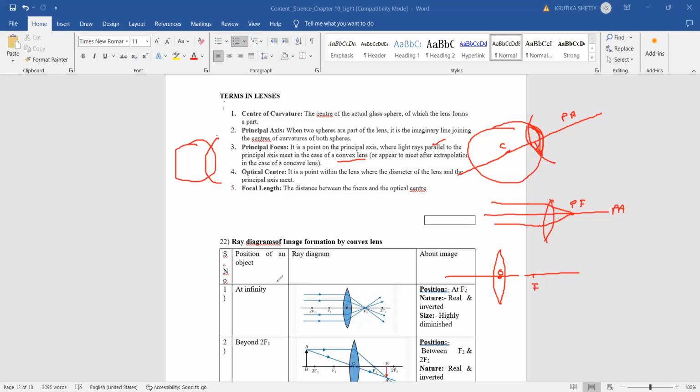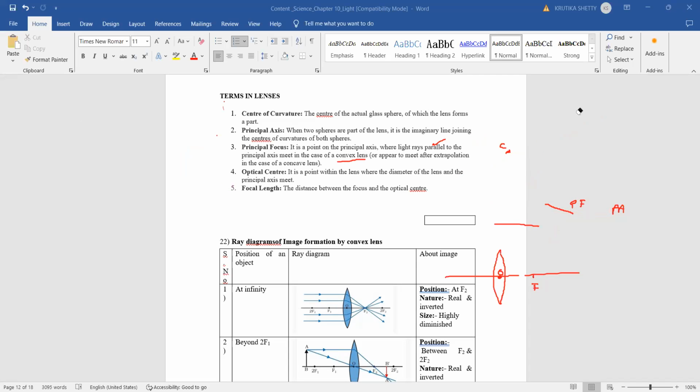Before going to the ray diagrams, we have three important points we need to know. These three points help us in drawing the lines, whatever rays we consider. One by one we will discuss. There are three types of rays here, and we will discuss them.